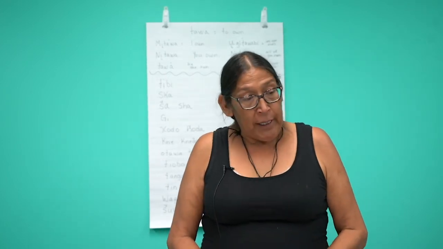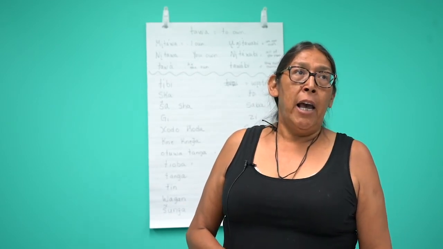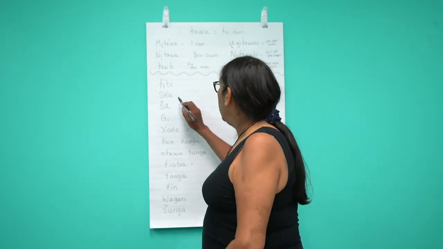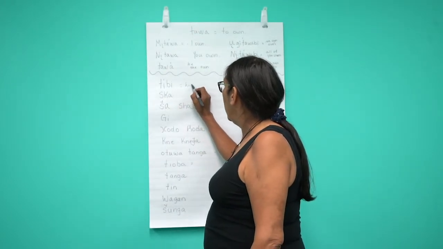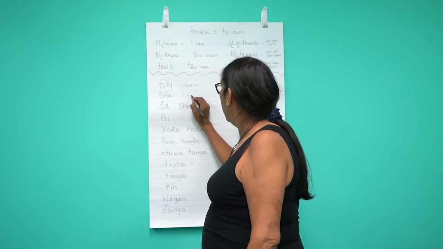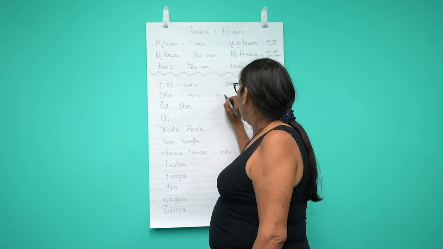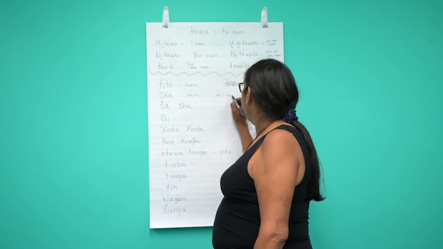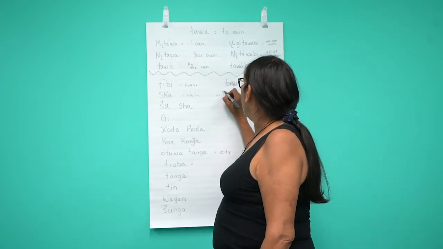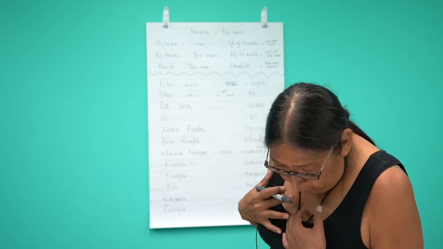Now, I'm going to tell you that I live in a white house. Tibi ska en wati. Tibi, house. Ska, white. En, inside. Wati, I live. I live in a white house.